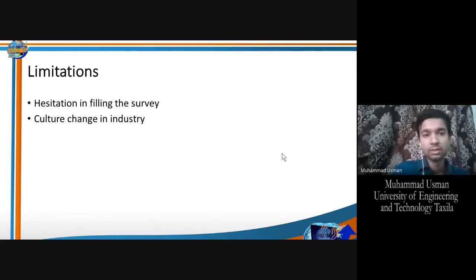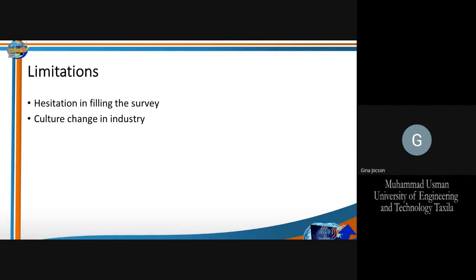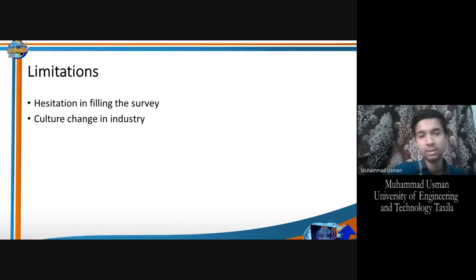There are two limitations. First, hesitation in sharing the study, because most of the industries don't want to share information. They just want to do it by themselves. They don't encourage third parties to interfere in their matters. Second, culture change in the industry: as highlighted in the leadership results, leadership is not in a mood to adopt lean practices. So this is the limitation.